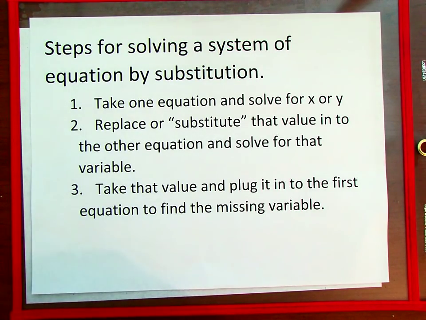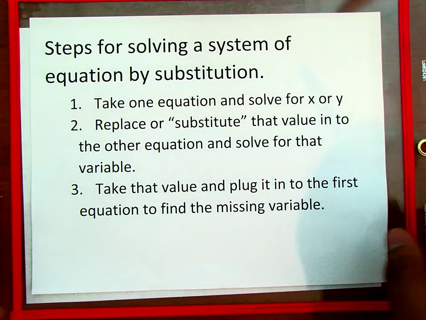Today we're looking at solving a system of linear equations by the substitution method. First, the steps. Step 1, take one equation and solve for either x or y. Step 2, replace or substitute that value in the other equation and solve for that variable. Step 3, take that value and plug it into the first equation to find the missing variable. So let's take a look at an example.